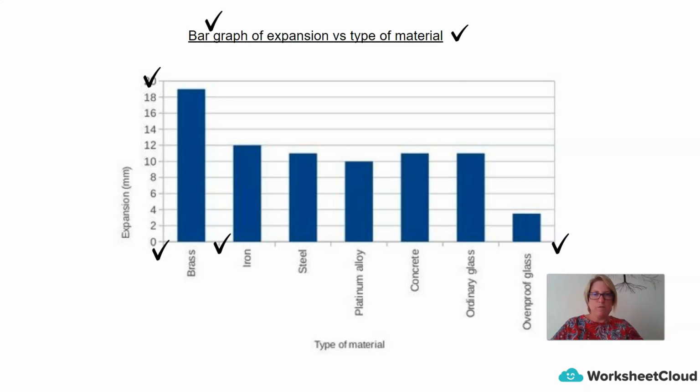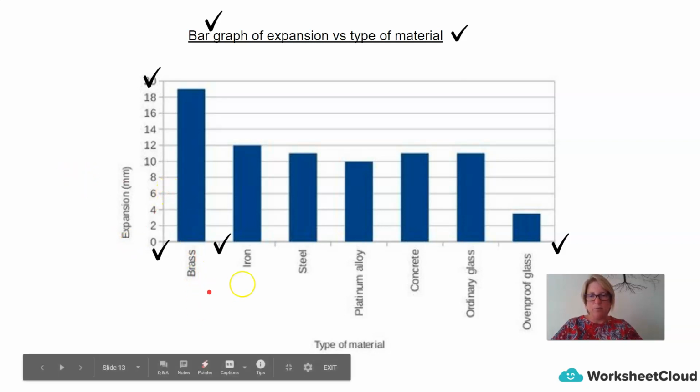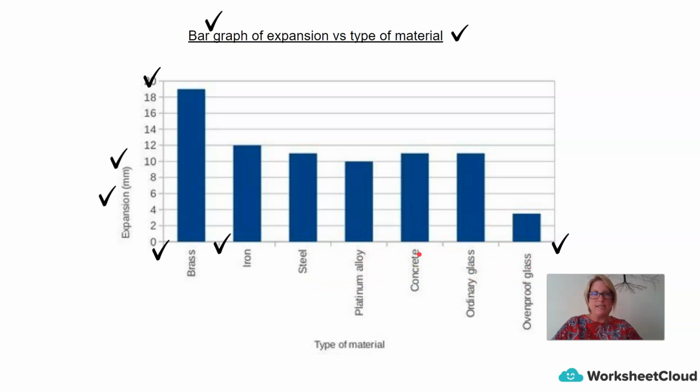Then in terms of your horizontal axis, in this case, remember the spacings between the bars need to be the same. The width of the bars need to be the same, and you do need to have a list of the substances underneath each bar. As in, here we've got brass, iron, steel, platinum alloy, concrete, ordinary glass, and oven-proof glass. Then each axis needs to have a title and units. And then please ensure that the plotting of your points is correct, and ensure that your graph is nice and neat.